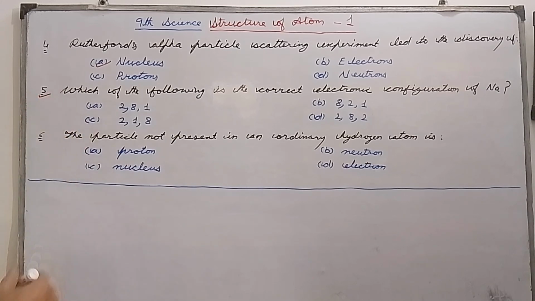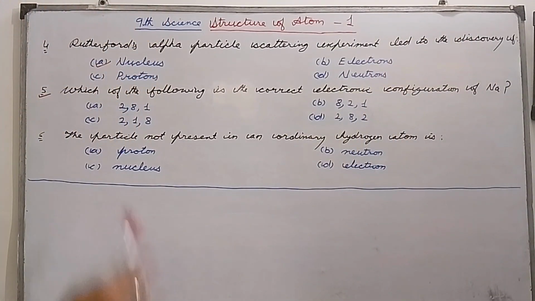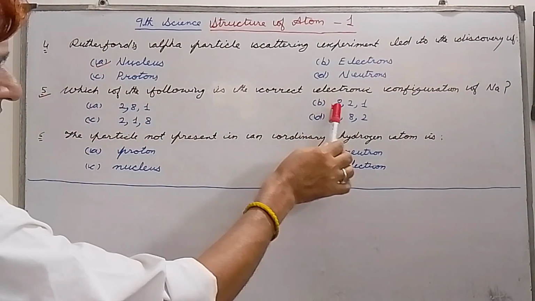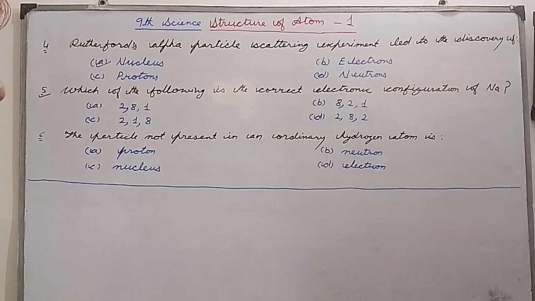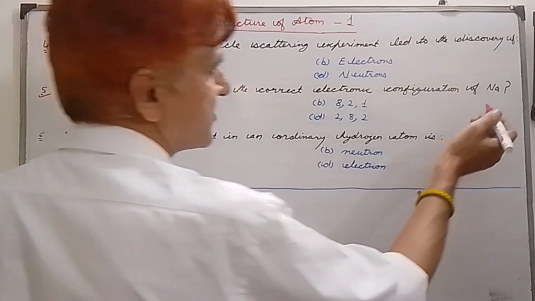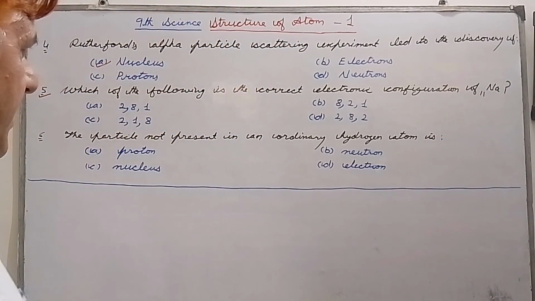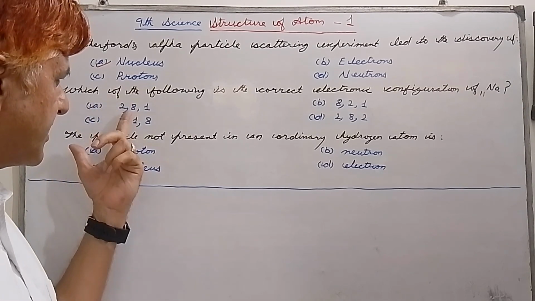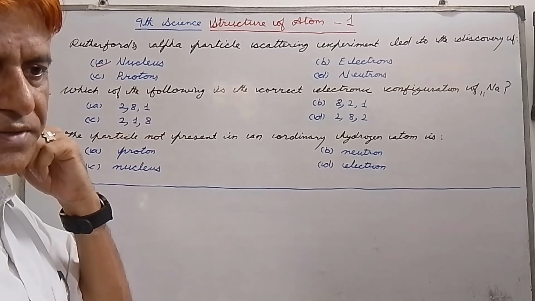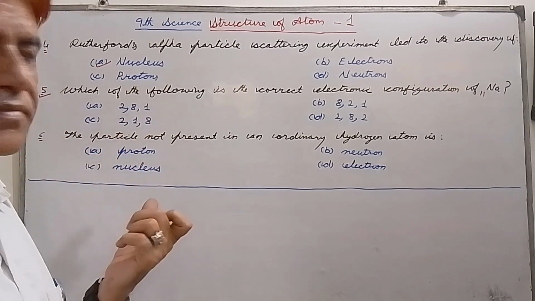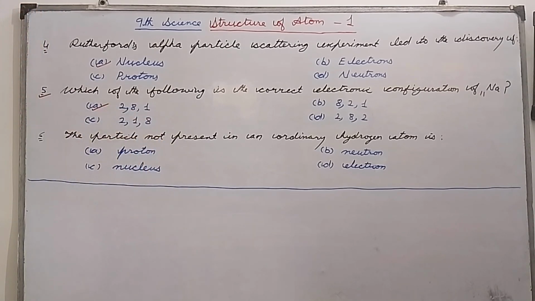Question number 5. Which of the following is the correct electronic configuration of sodium? First option is 281, B is 821, C is 218, and D is 282. So my dear students, atomic number of sodium is 11. So first energy shell has maximum of 2 electrons, second 8, like this, and the third is 18, so like this. So A is the correct option.